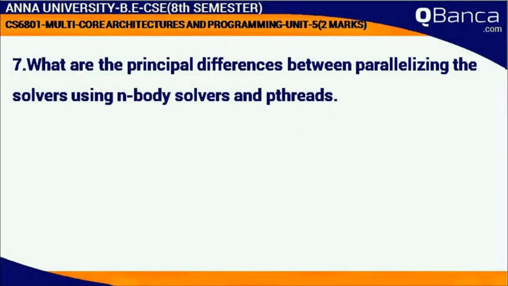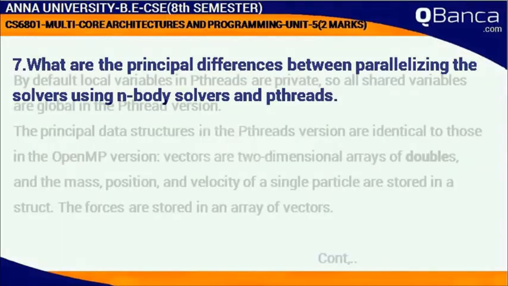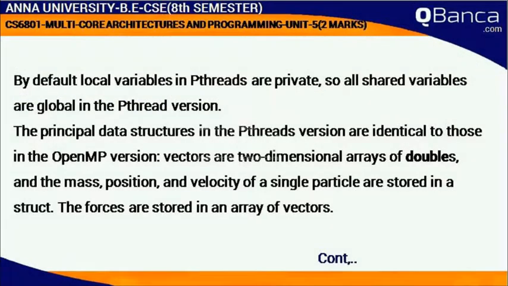What are the principal differences between parallelizing the n-body solvers using OpenMP and Pthreads? Answer. By default, local variables in Pthreads are private. So, all shared variables are global in the Pthreads version. The principal data structures in the Pthreads version are identical to those in the OpenMP version. Vectors are two-dimensional arrays of doubles, and the mass, position and velocity of a single particle are stored in a struct. The forces are stored in an array of vectors.